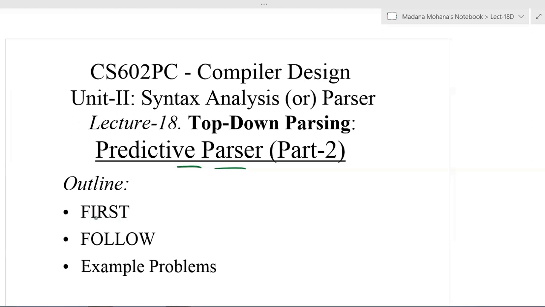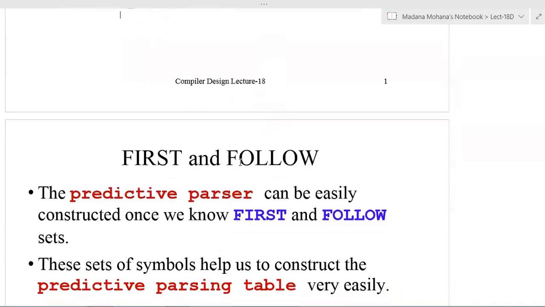So two computation values are required. The first one is first values, and the second one is follow values. Then how to compute these first and follow values? Then we will demonstrate one example also. So these two are essential for the construction of the predictive parsing table.